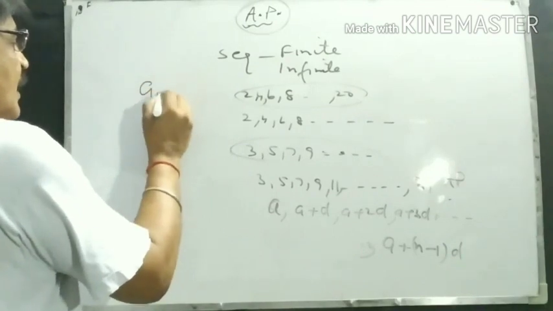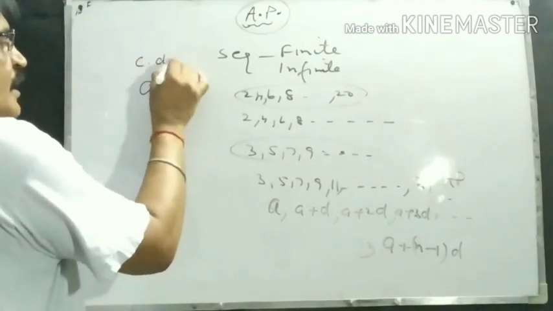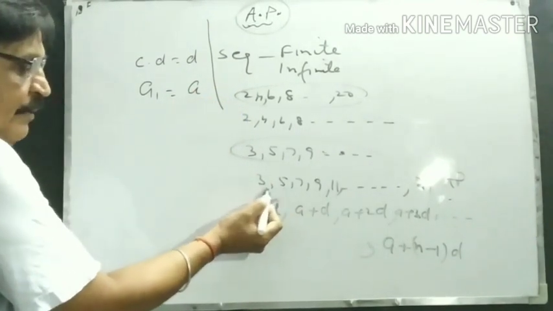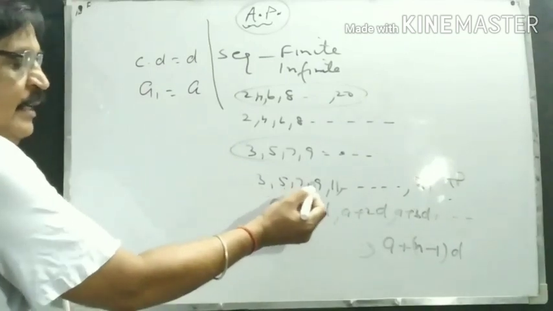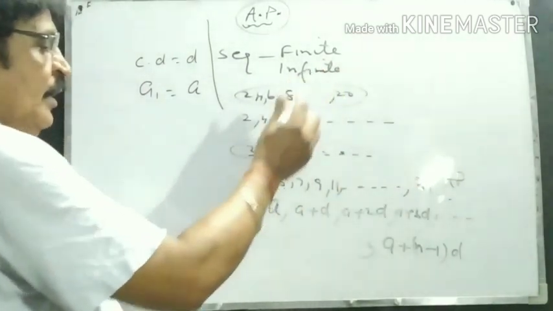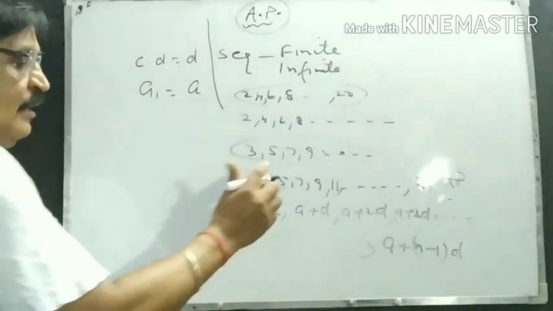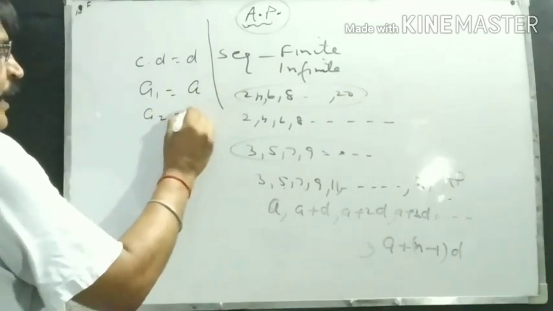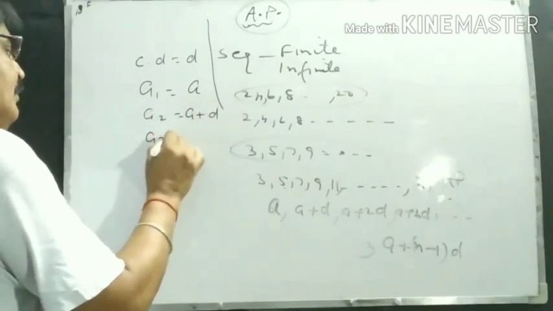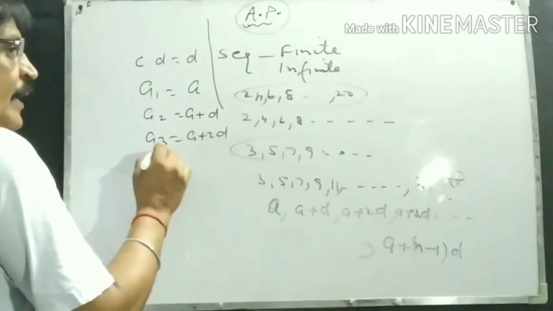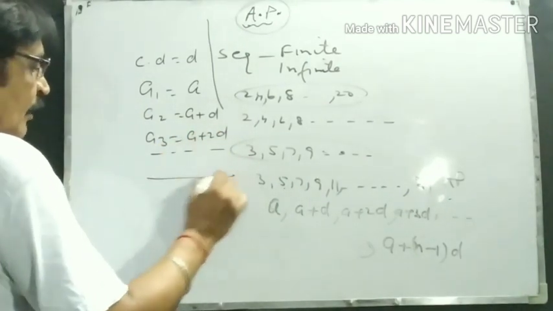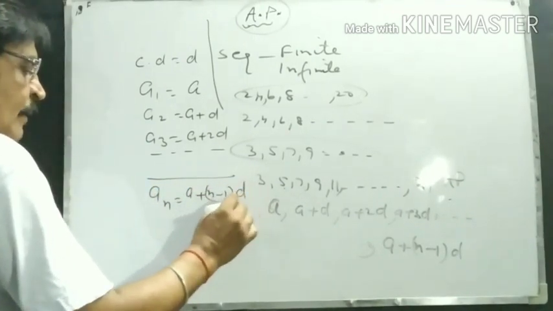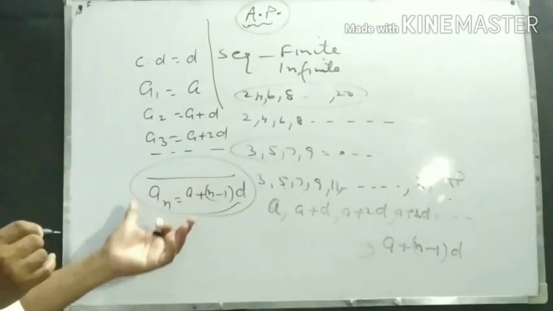First term is denoted by A, and common difference is denoted by D. Common difference is second minus first, third minus second, fourth minus third, and so on. You take any two consecutive terms and subtract, you will always find the common difference same. See, first term is this, second term can be written as A plus D, third term is A plus 2D, and so on. Like this, if we come over here to an, it becomes A plus n minus 1 into D. This is the general formula for AP.